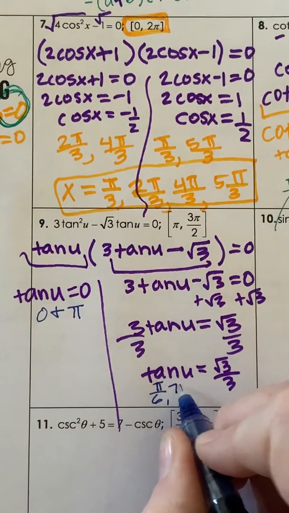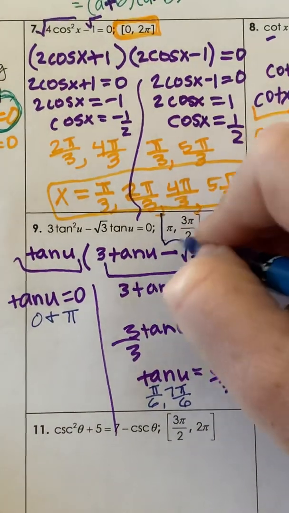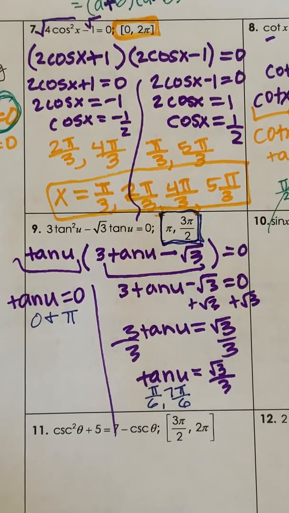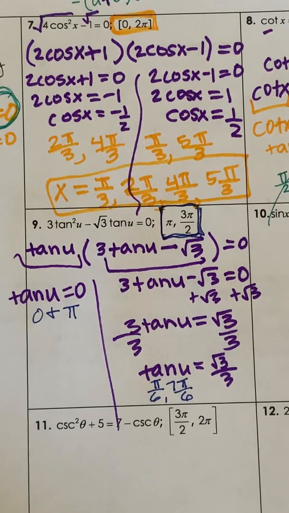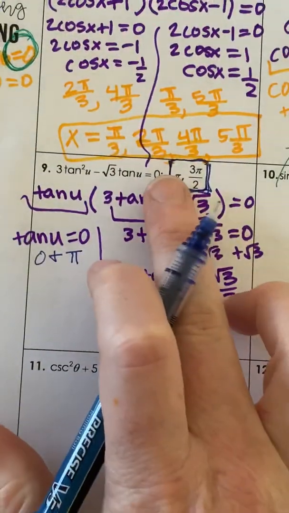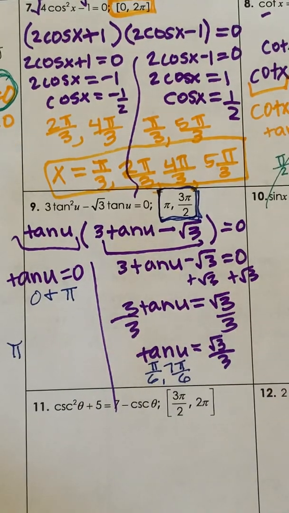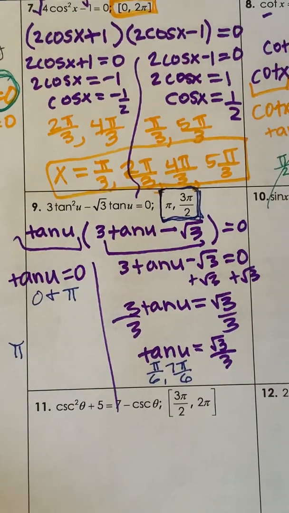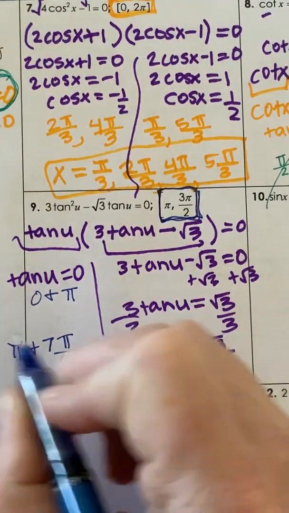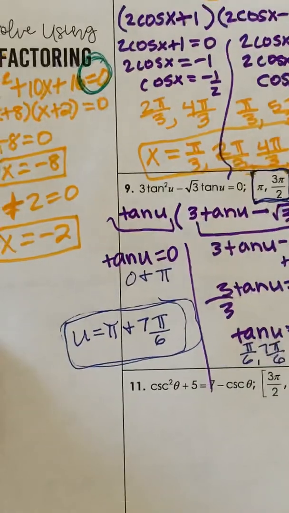7 pi over 6. Okay, so those are 4 possibilities, but we need to only list the ones between pi and 3 pi over 2. Also notice I covered it up, but these have brackets, so we can actually include their values. So it will be pi, and what else would be between 3 pi over 2? 7 pi over 6. That's what u will equal. Okay, the other ones are outside of the interval.